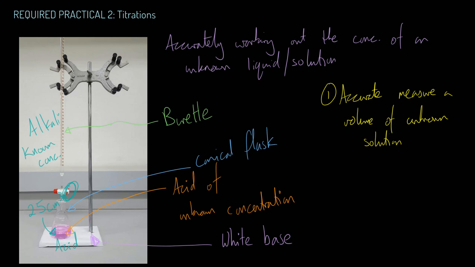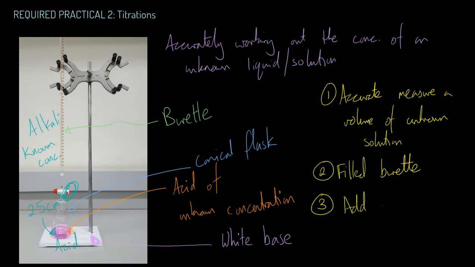So that is step number 1. You've measured out your volume of an unknown solution, and step 2, you've filled the burette. Now, in this case, I've done it with an acid and an alkali this way round. You could easily have the alkali at the bottom and the acid up in the burette. This is just the setup that I have picked.